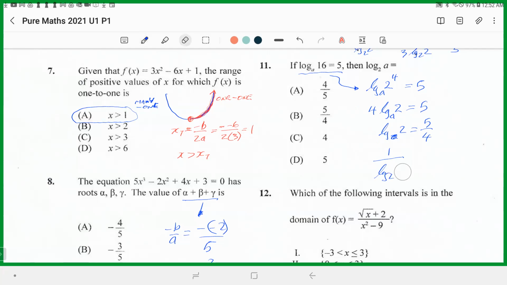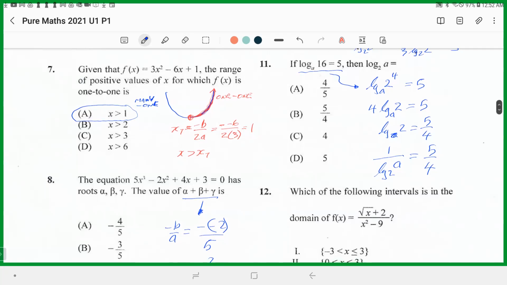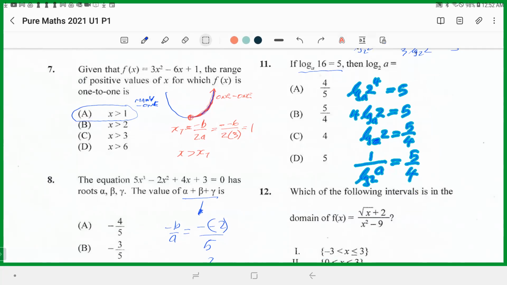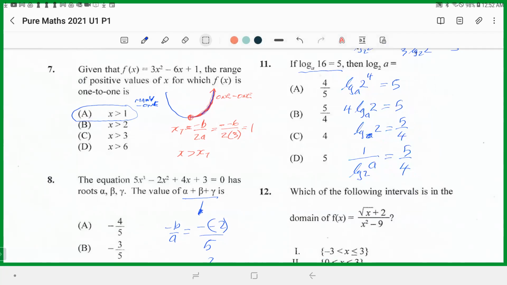That's a law of logs. It's a change of base law. And this is equal to 5 over 4. So that equals 5 over 4, right? That means this is equal to 4 over 5. The reciprocal of this is equal to the reciprocal of that. So this means that log of A to the base 2 is equal to 4 over 5. This is the answer up there.